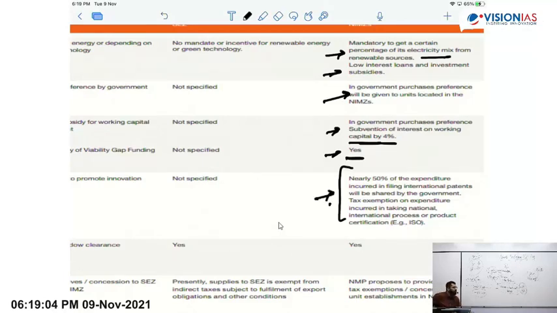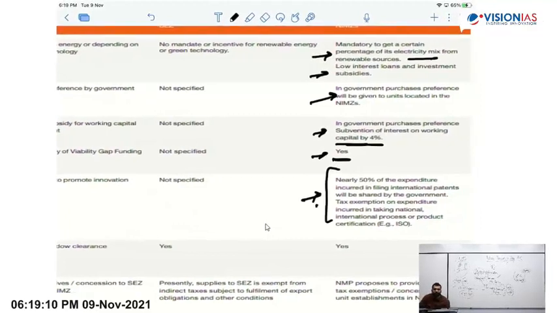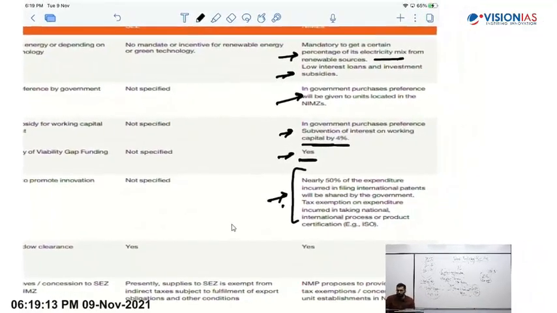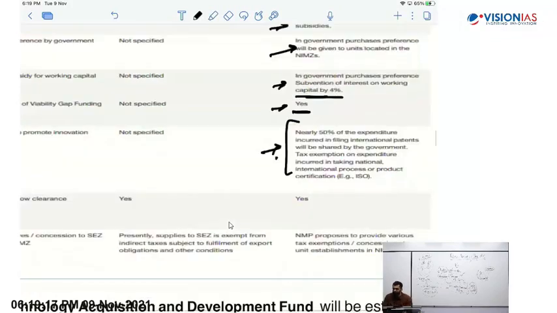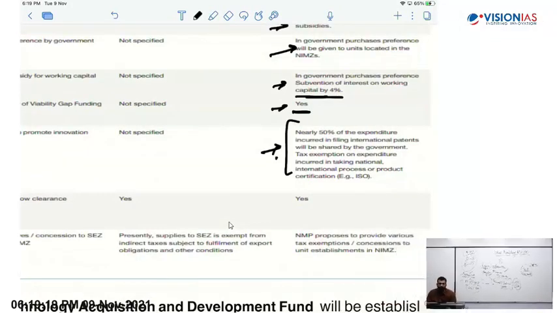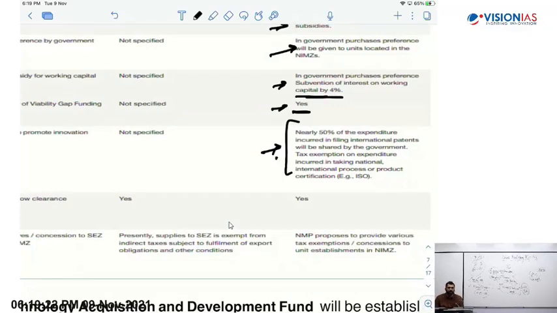What do you think are the problems? Why did NIMZ not develop? If you read about NIMZ today, most of the areas, land भी acquire नहीं हुआ इनका. What do you think would be the problem? So these are just the features. You can compare it with SEZ. Conceptually, features will give you an idea what exactly we were trying to do.